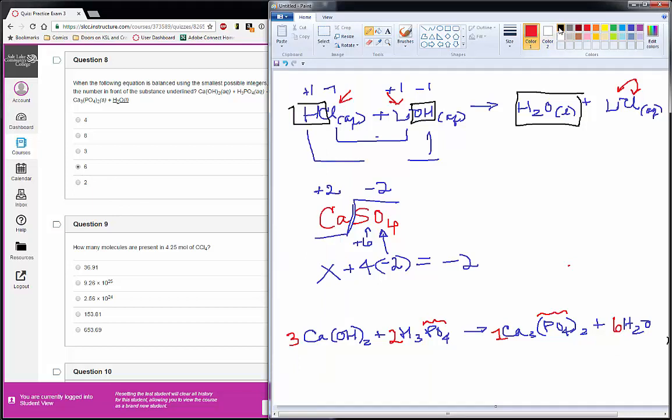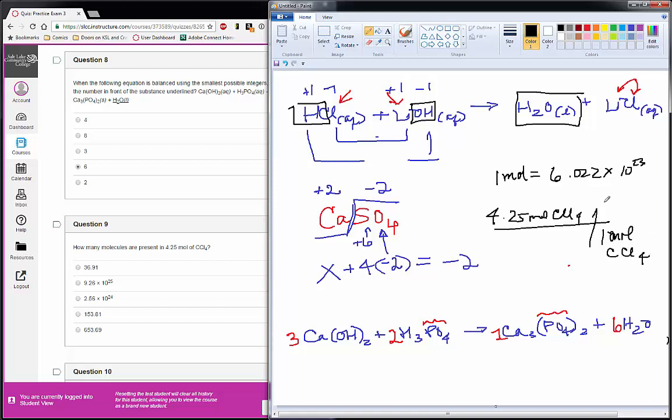How many molecules are present in 4.25 moles of CCl4? The key is to remember that 1 mole of anything contains 6.022 times 10 to the 23rd of that thing. And you don't even have to remember that because I'll give it to you. So if you know the number of moles, 4.25 moles, of in this case CCl4, and then 1 mole of anything, including CCl4, contains 6.022 times 10 to the 23rd molecules of that thing.